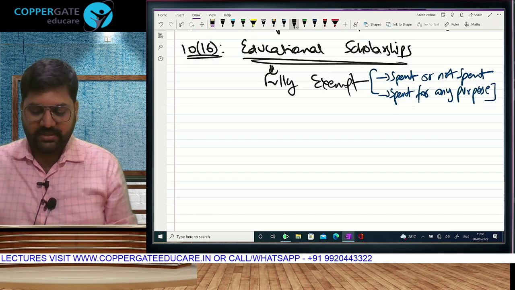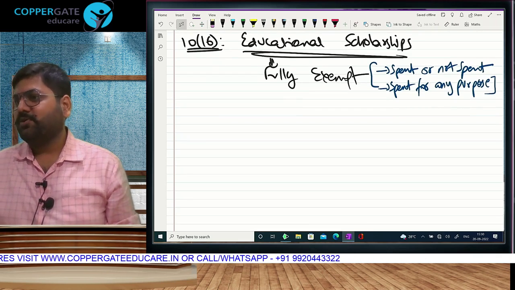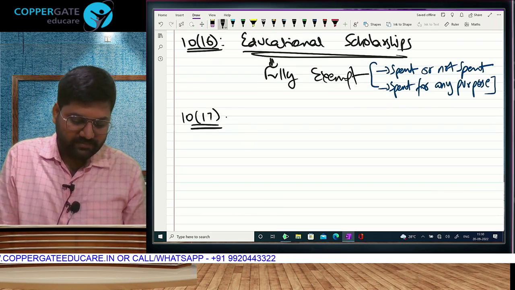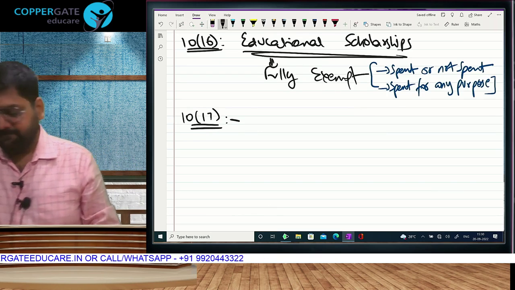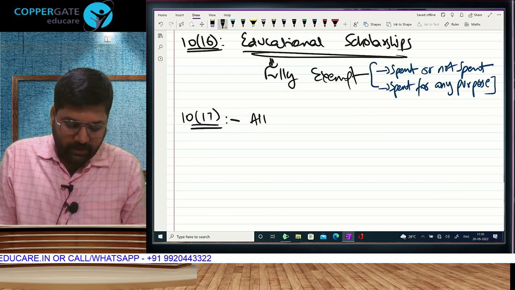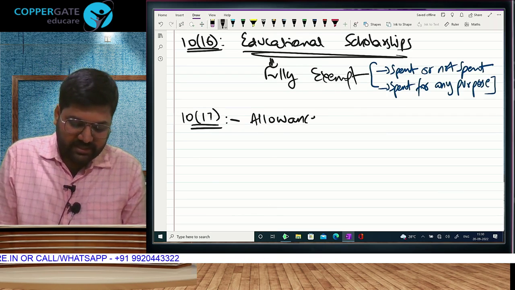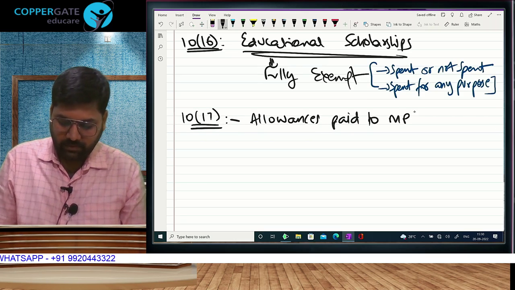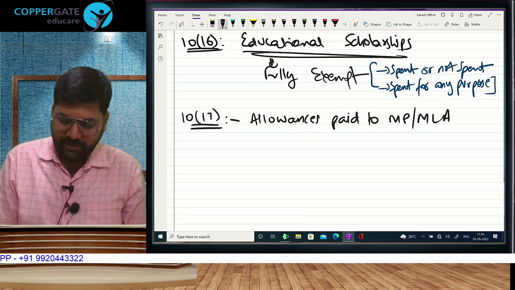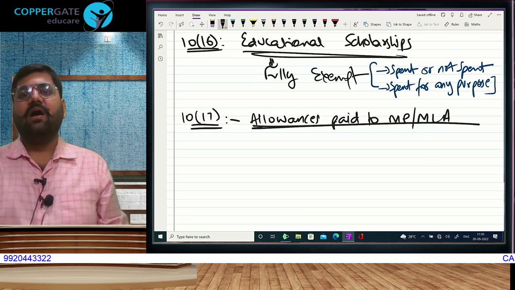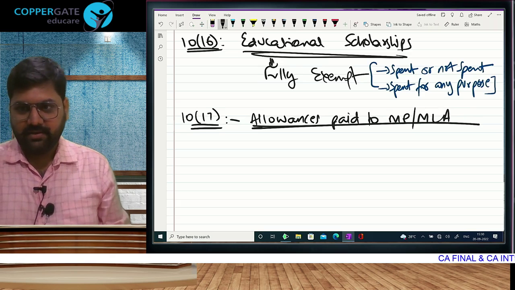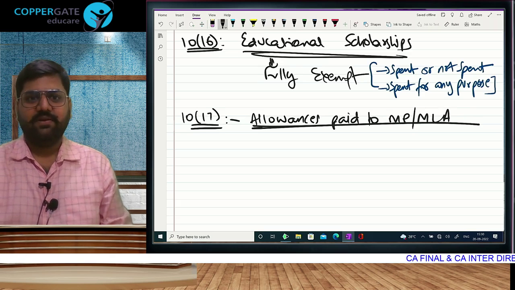Okay. So 10(16), educational scholarship, is fully exempt. 10(17): allowances paid to MP and MLA. Allowances paid to whom? Member of Parliament and Member of Legislative Assembly.